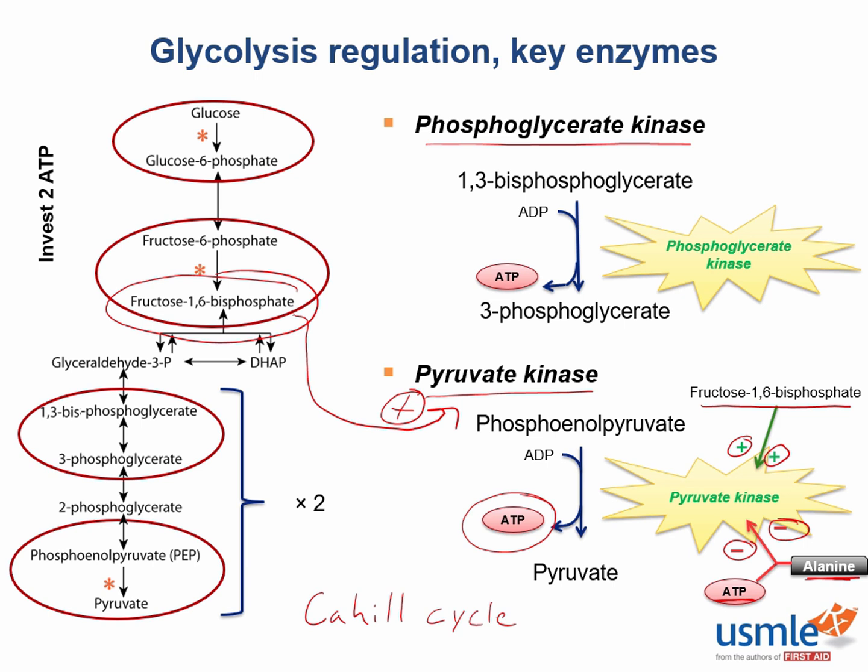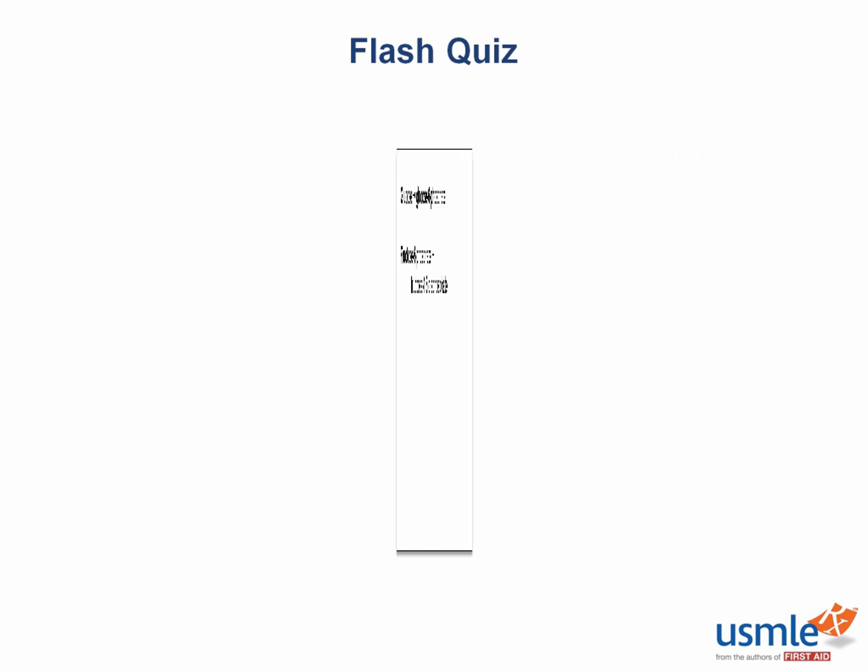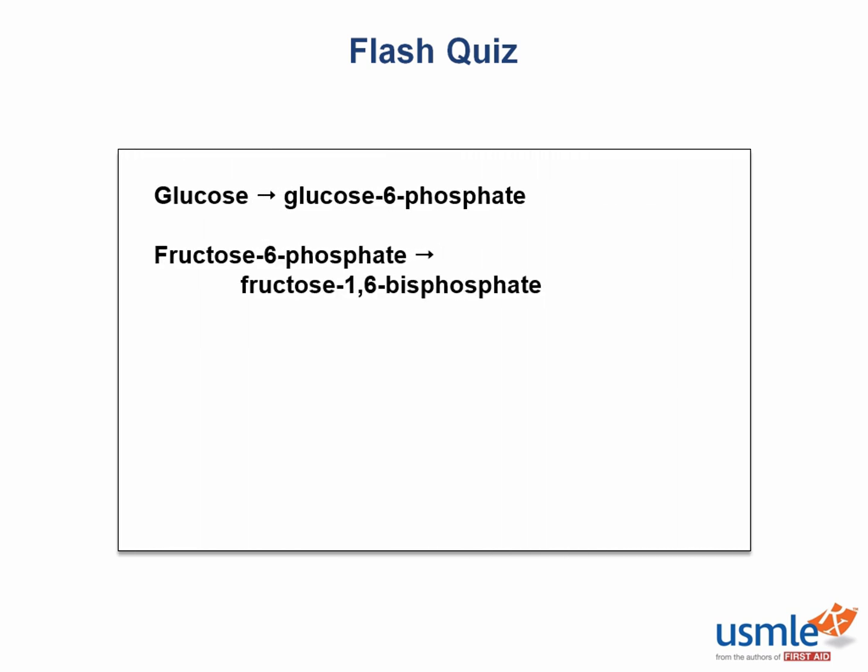Well, alright, let's take a shot at a quick flash quiz. In glycolysis, which reactions require ATP? Well, there are two steps in glycolysis that require the investment of ATP. And this is converting glucose to glucose 6-phosphate, as you see here, as well as converting fructose 6-phosphate to fructose 1,6-bisphosphate, as you see here.